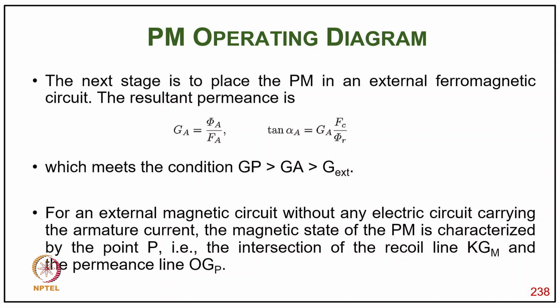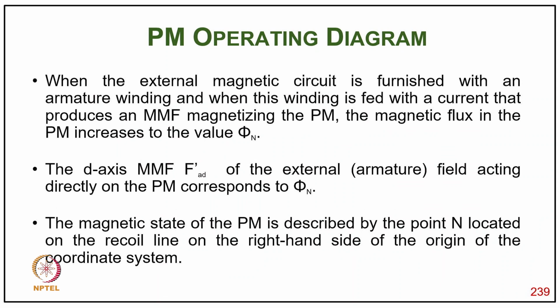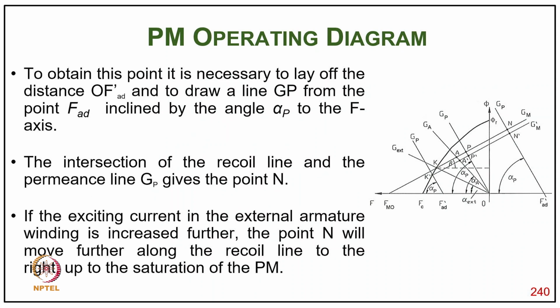So, for an external magnetic circuit without an electric circuit carrying the armature current, the magnetic state of the PM is characterized by the point P, that is the intersection of the recoil line K G_m and the permeance line O G_P. Where the external magnetic circuit is furnished with the armature winding, and this winding is fed with a current that produces an MF magnetizing the PM, the magnetic flux in the PM increases to the value phi n, and the d-axis MF F_AD of the external armature field acting directly on the PM corresponds to phi n. So, the magnetic state of the PM is described by the point N located on the recoil line on the right hand side of the origin of the coordinate system.